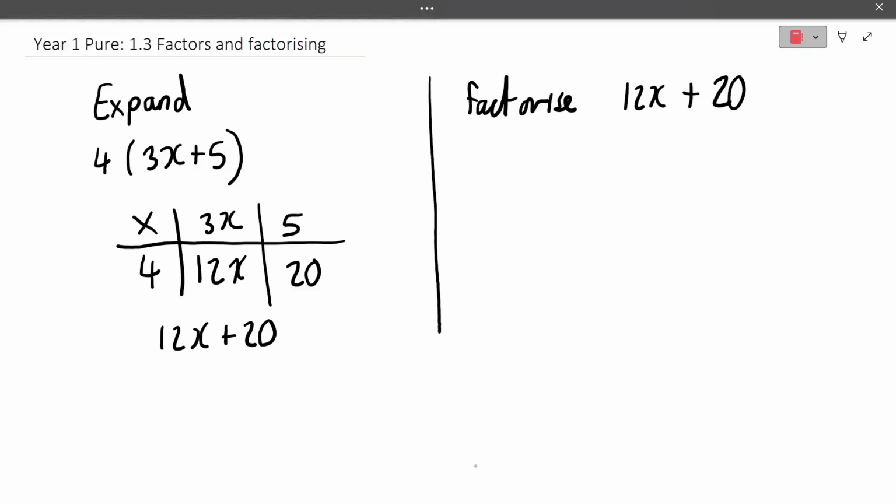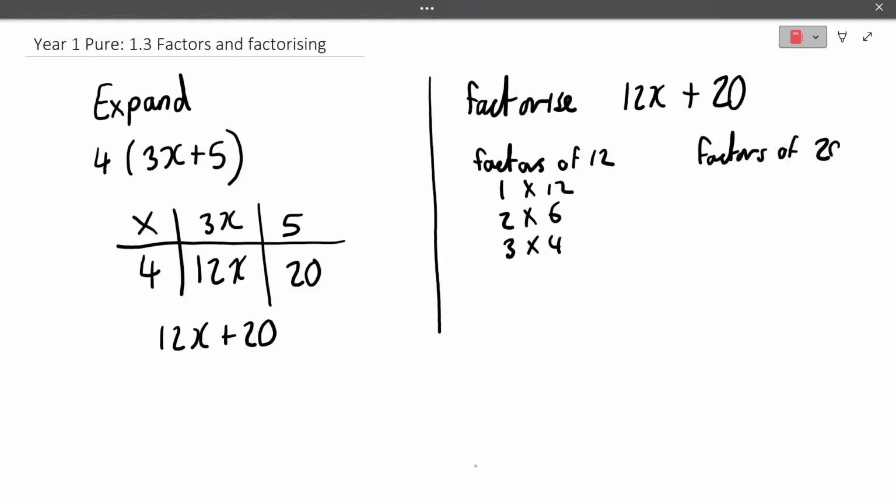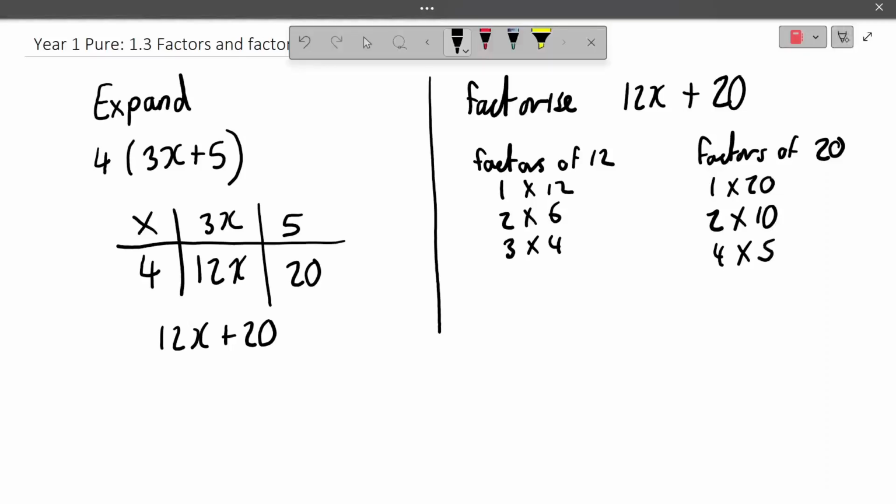What we need to do is figure out what, in terms of our numbers at least, first of all, do both 12 and 20 divide by? Really, what we need to find is the highest common factor. So if I went the factors of 12, you got 1 times 12, 2 times 6, 3 times 4. And the factors of 20 are 1 times 20, 2 times 10, and 4 times 5. Now our highest common factor for both of these is 4.